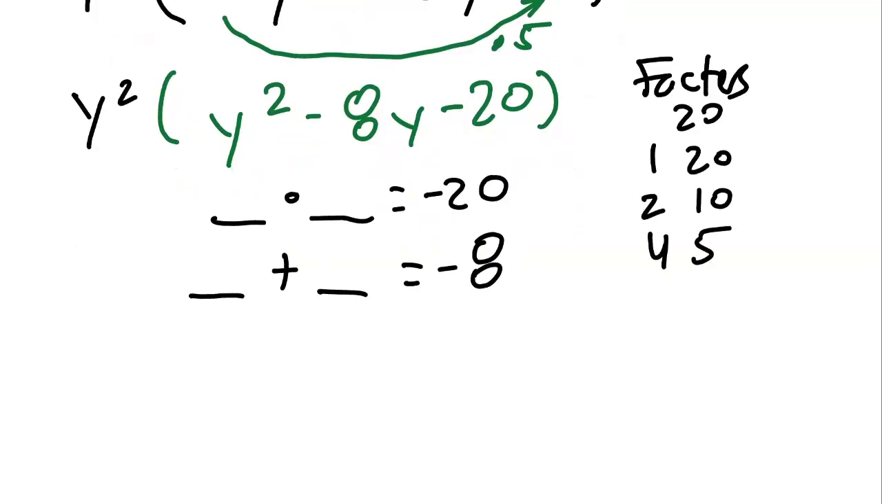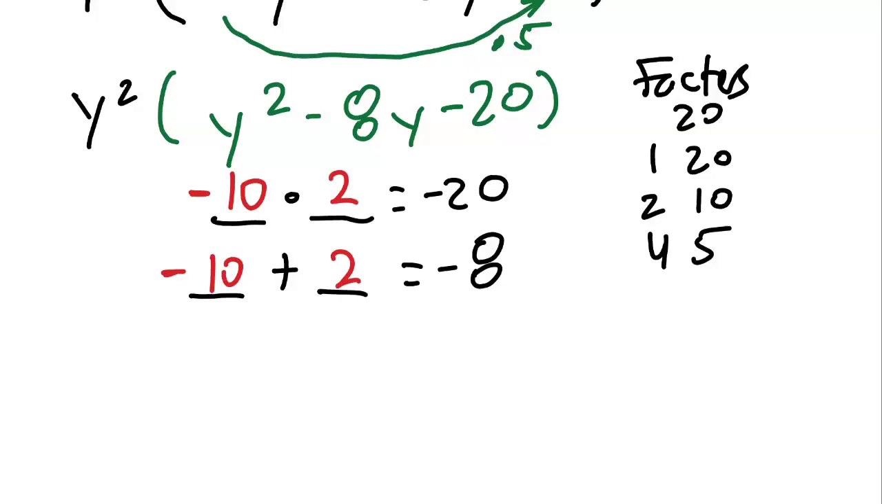So remember, if the last term is negative, that means one of your numbers is negative and the other one is positive. So in this case, what's the only combination that multiplies to negative 20 but adds to negative 8? Jessica. You're close. Remember, you're getting negative 8. There you go. You've got to be careful. Negative 10, and positive 2.